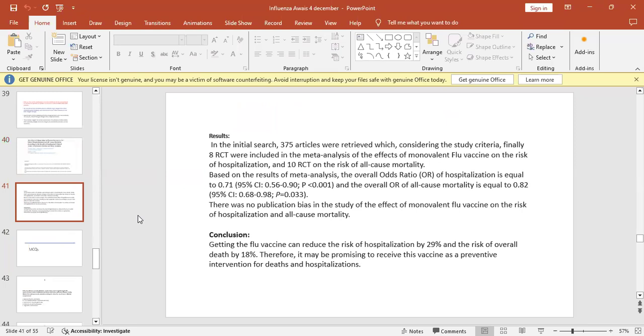The results show that the overall odds ratio of hospitalization is equal to 0.71. The P-value is less than 0.01, and the overall odds ratio of all-cause mortality is equal to 0.82. There was no publication bias in the study of the effect of monovalent flu vaccine on the risk of hospitalization and all-cause mortality. They concluded that getting the flu vaccine can reduce the risk of hospitalization by 29% and the risk of overall death by 18%. Therefore, it may be promising to receive this vaccine as a preventive intervention for deaths and hospitalizations.